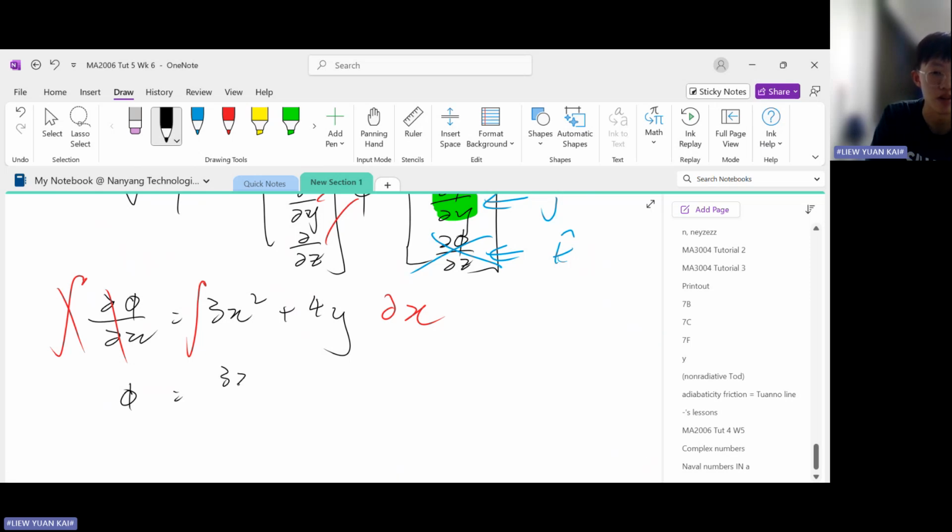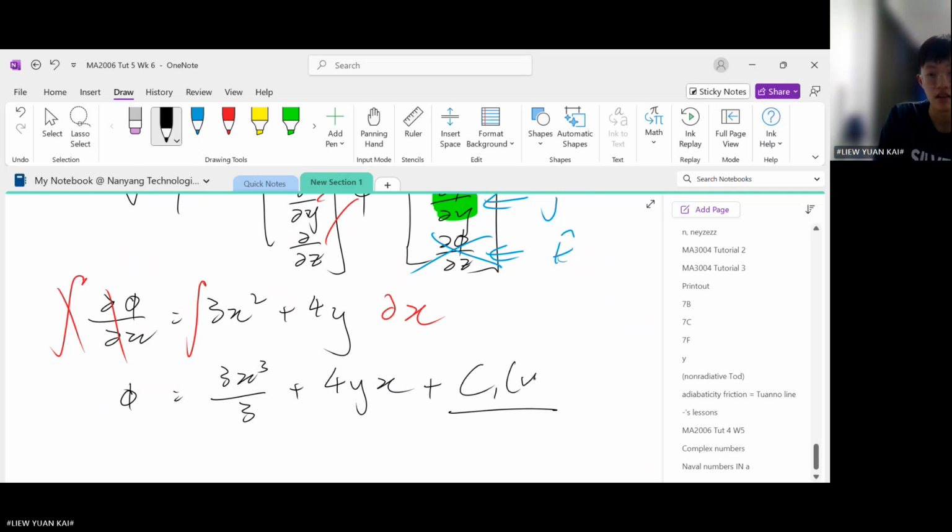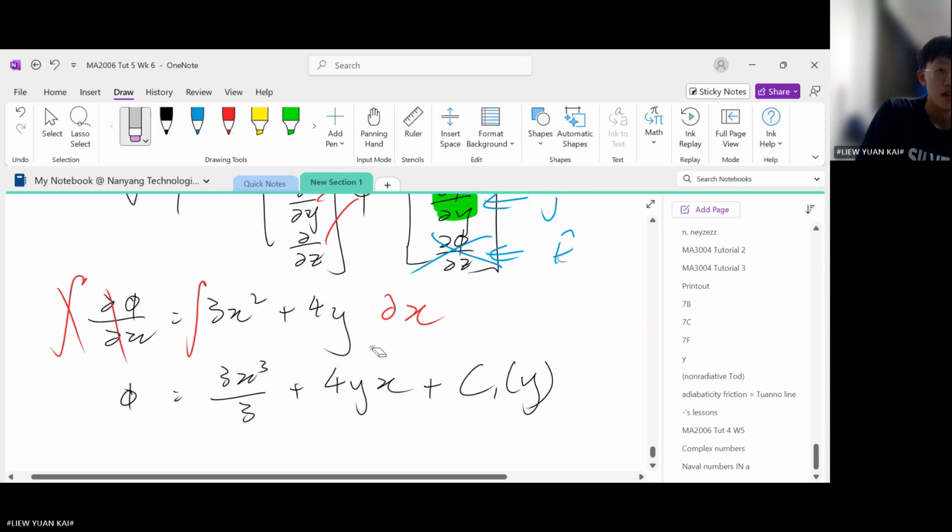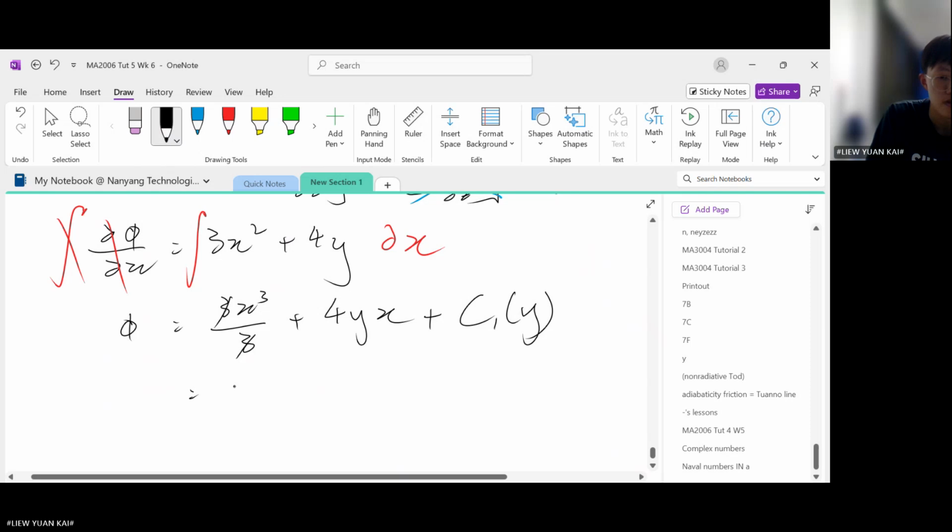So this one, power plus 1 divided by new power. This one, y is a constant, so just plug in, attach x to behind. Plus, don't forget, you need your arbitrary constant. But since you are partially integrating with respect to x, your arbitrary function will be a function of y. Okay? Simplify, leaving behind. Okay, so this is your first phi.